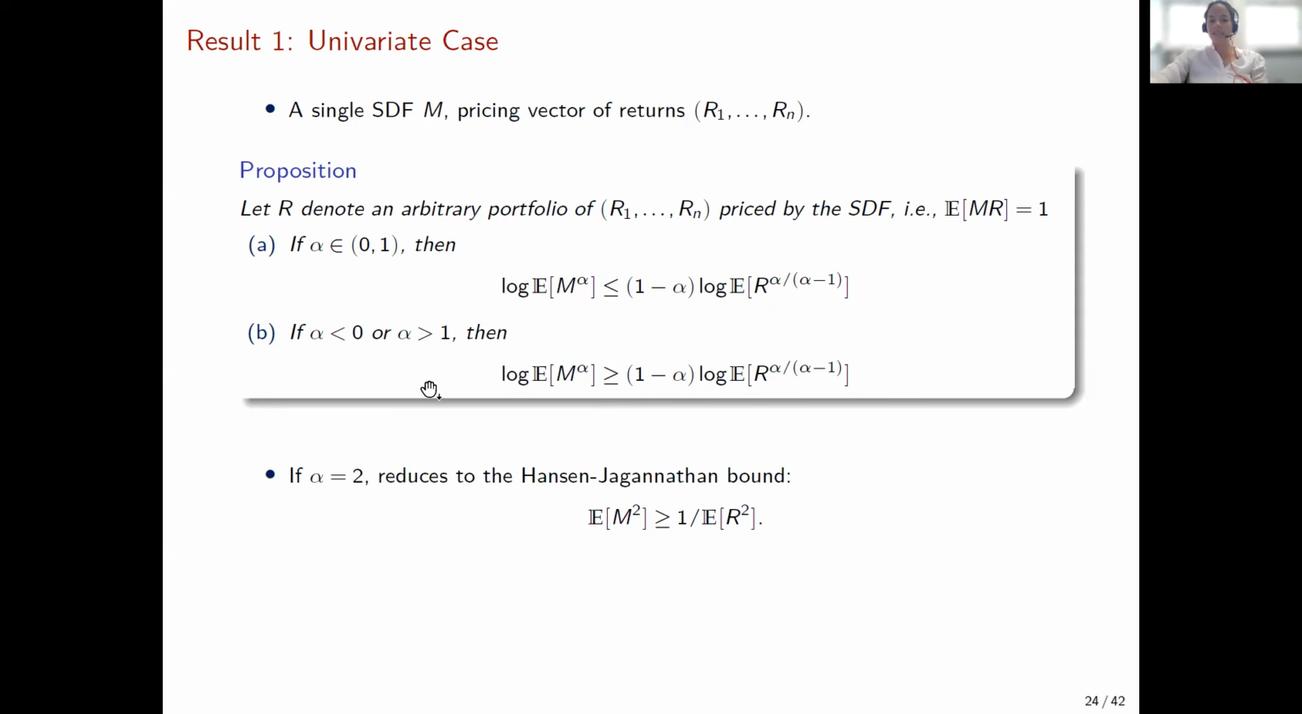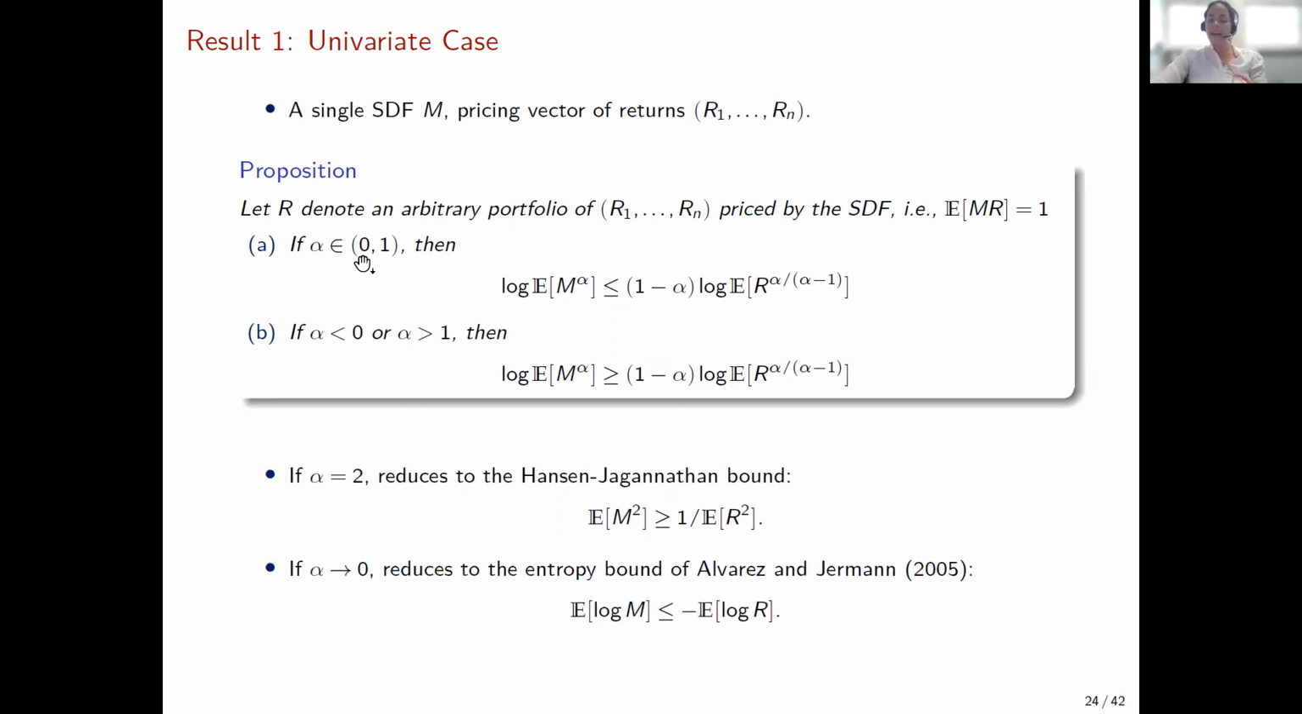So obviously, if alpha is equal to 2, this result here just reduces to the Hansen-Jagannathan bound. Okay, so the variance of the stochastic discount factor is just going to be bounded by the maximum Sharpe ratio that we have in the economy. If alpha is equal to 0, we can recover the entropy bounds of Alvarez and Jermann. So the entropy of the stochastic discount factor is going to be bounded by the entropy of the return distribution.